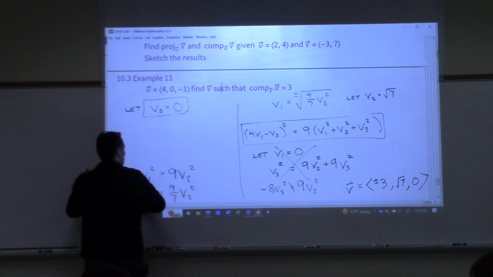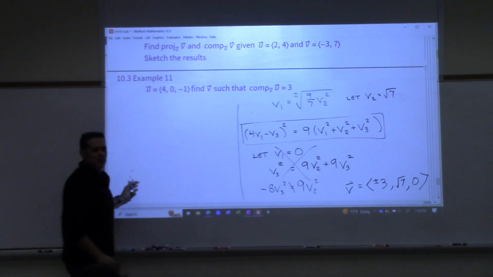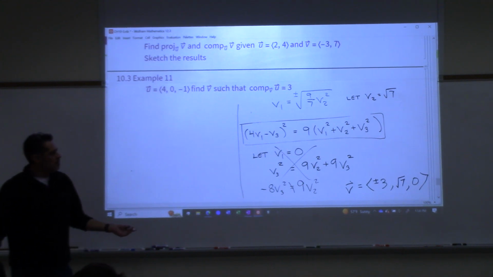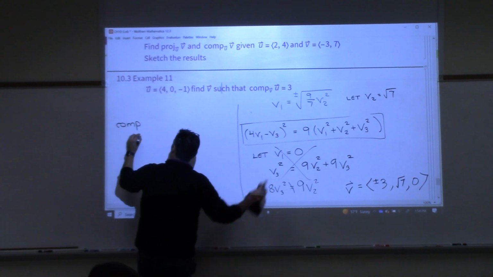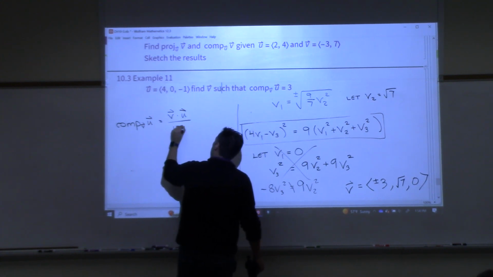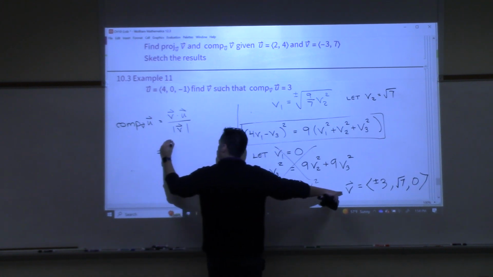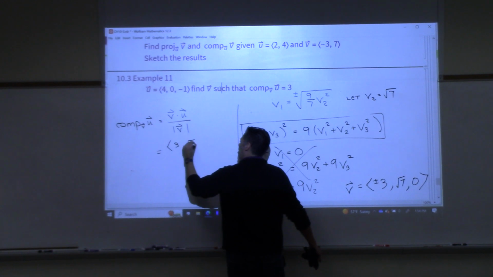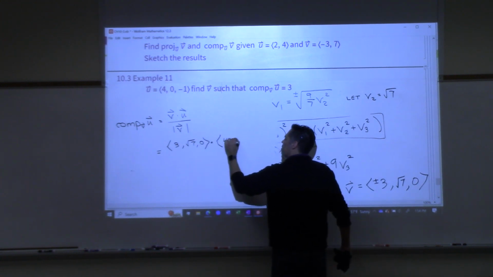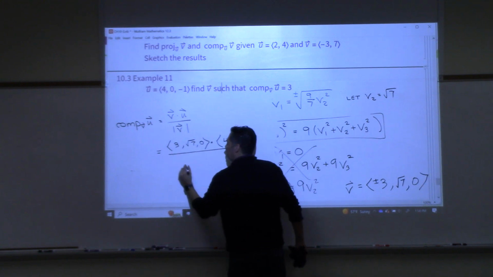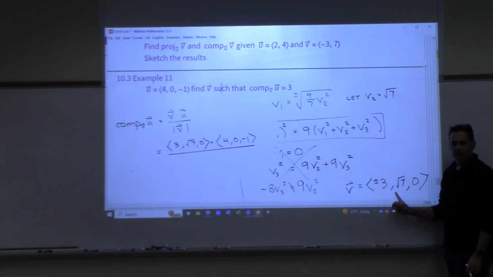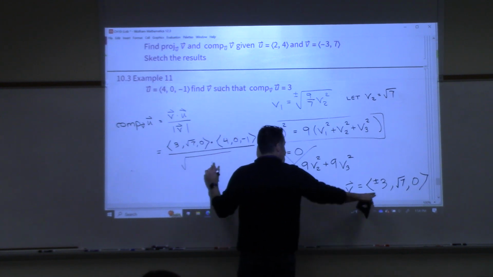All right, I would like to check my answer, okay? Because I did a lot of stuff there, I just want to make sure it's right. So how could I check it? I actually could take the component of u onto v and make sure it's 3, right? So let's do the component of u onto v right now, because I know what v is. This is v dot u over the magnitude of v. Now I'm dotting the v vector. Let's take just the positive 3 here: 3 root 7, 0. I'm going to dot that with the u vector, which is 4, 0, negative 1. And I'm going to divide that by the magnitude of this vector. So I need the magnitude of this vector right here, right? So square root of 9 plus 7.